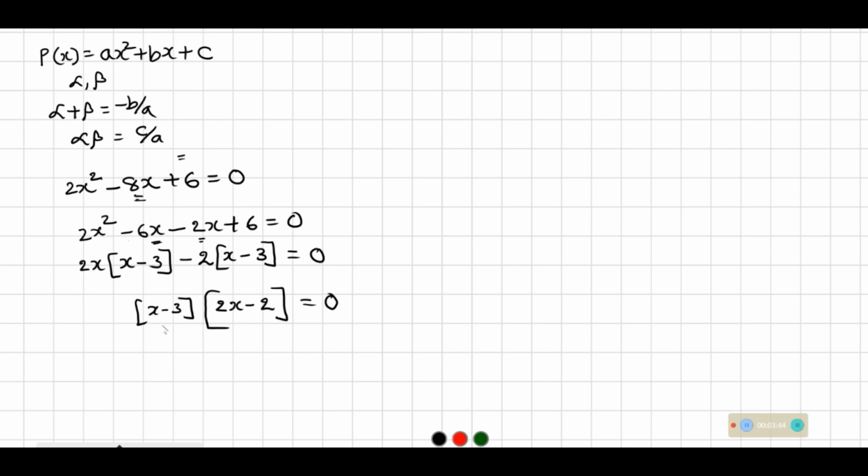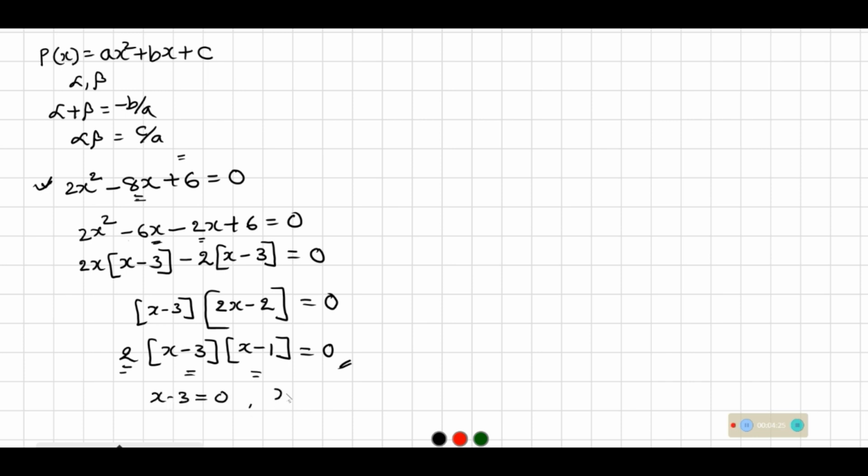Again, you can take common 2 here. If you take common 2, it becomes x minus 3 and x minus 1. So for any quadratic equation, if you factorize it, we get one constant as a common. We may not always get it, but I'm just saying we get one constant as a common, and we get two factorized terms.